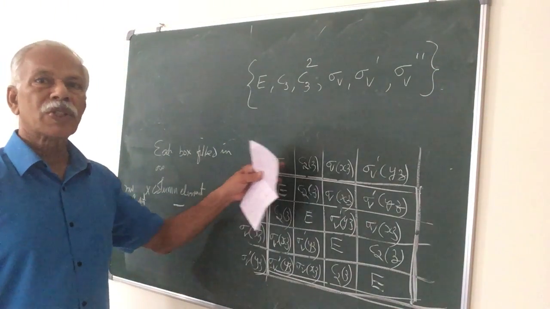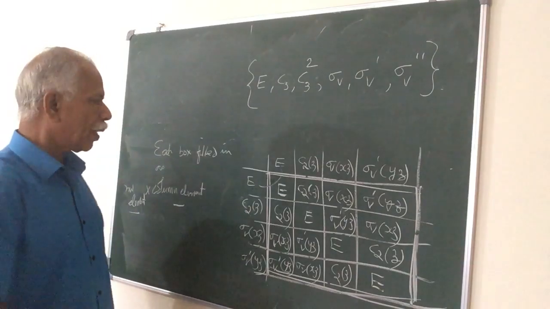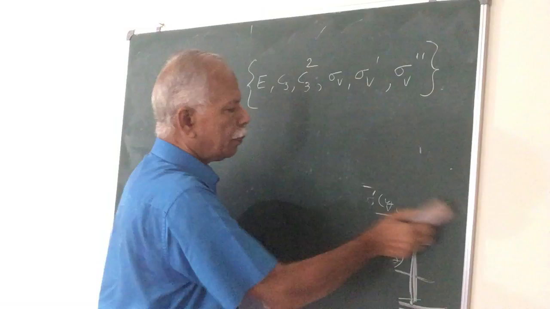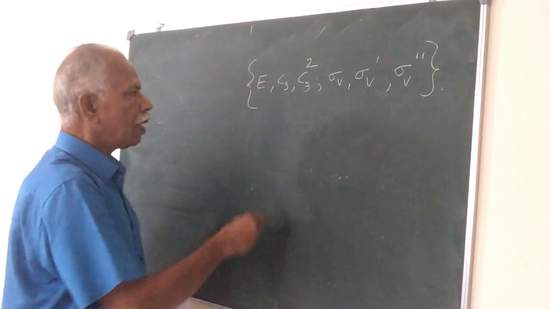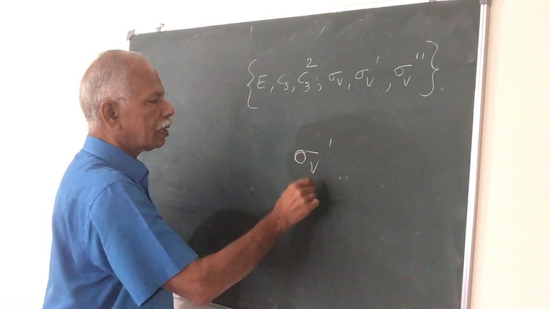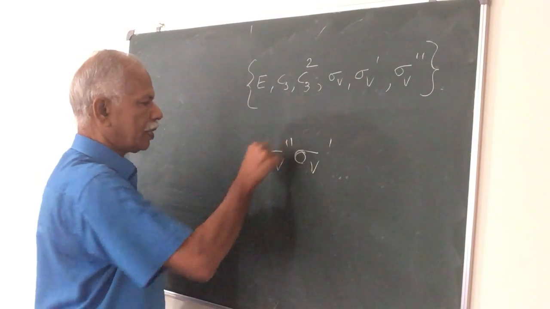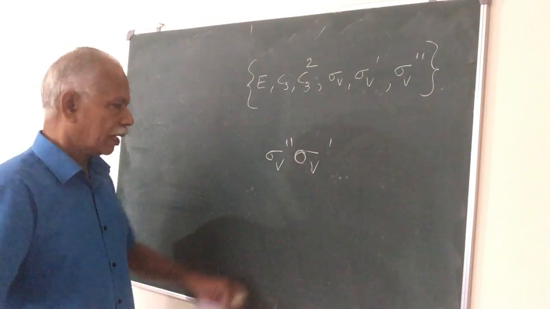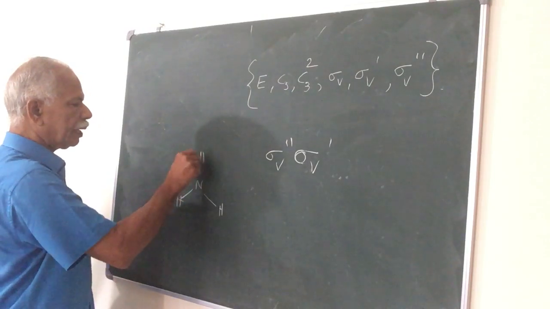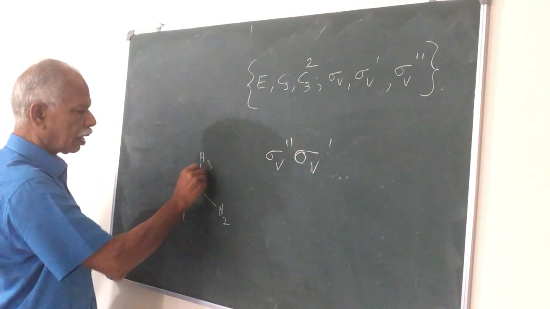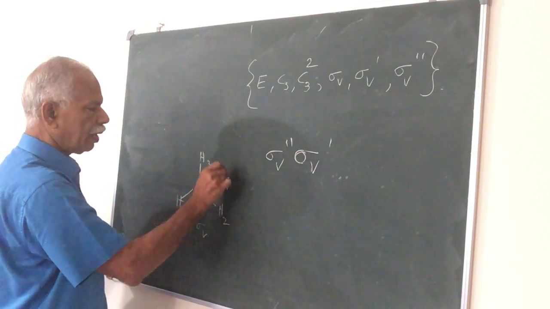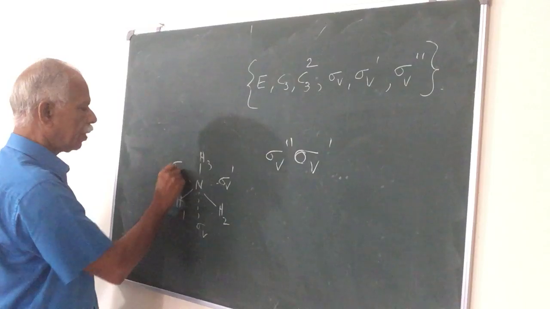The Cartesian coordinate system is not helpful in getting binary products, and I have demonstrated how a particular product is obtained. For example, how do you get, say, sigma v dash multiplied by sigma v2 dash? Suppose I want to get this product. You write the ammonia molecule in this way, H1, H2, H3. This is sigma v, this is sigma v dash, and this is sigma v2 dash.